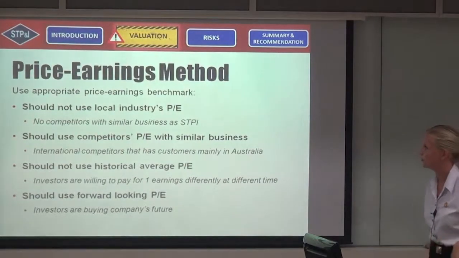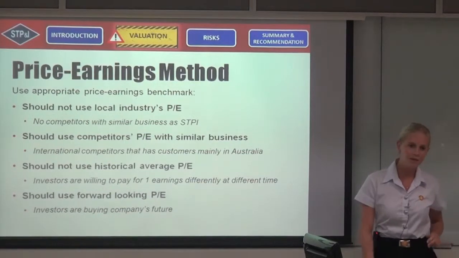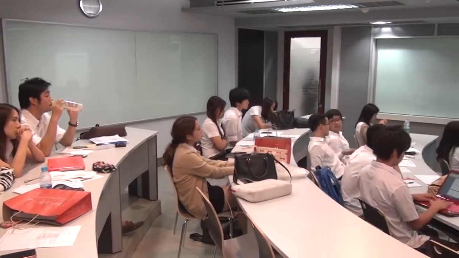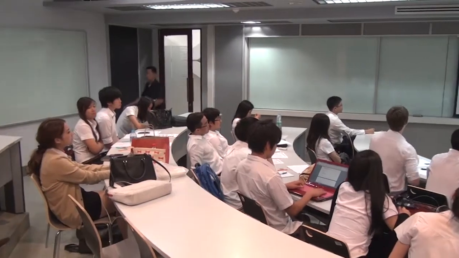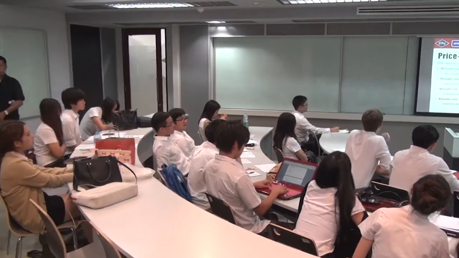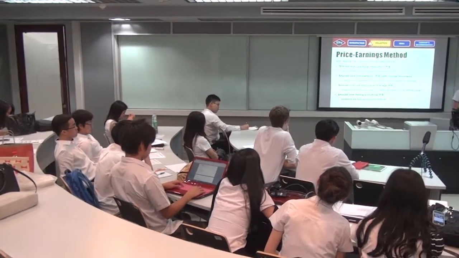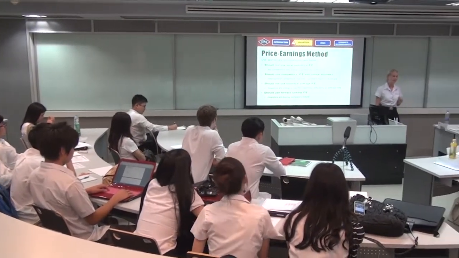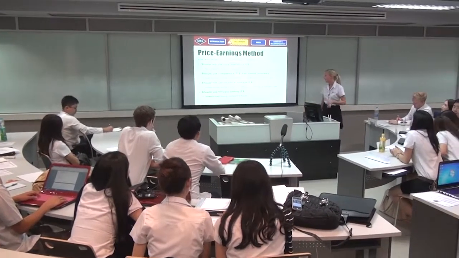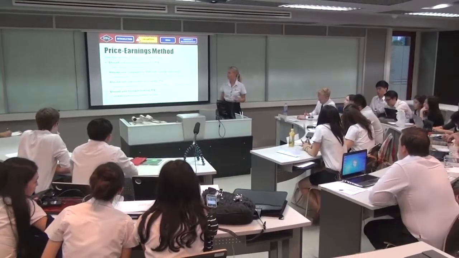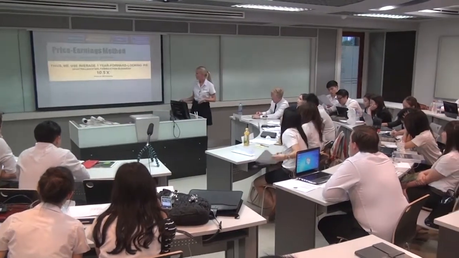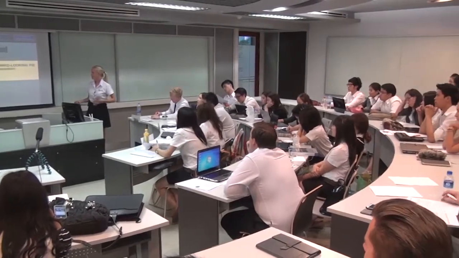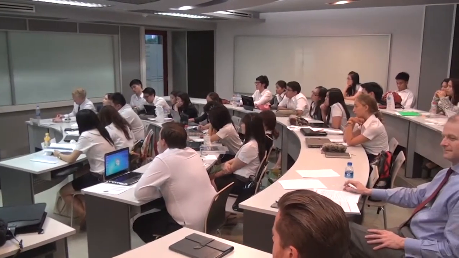Now, when we chose the PE benchmark, we did not choose the local industries' PE because they don't really have the same businesses and not the same customers as SDP&I, but instead we looked at international competitors with customers mainly in Australia, which is also SDP&I's major customer base. We also used a forward-looking PE because the investors are investing in the company's future. So we had an average one-year forward-looking PE at 10.5.